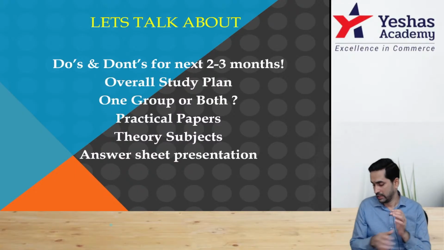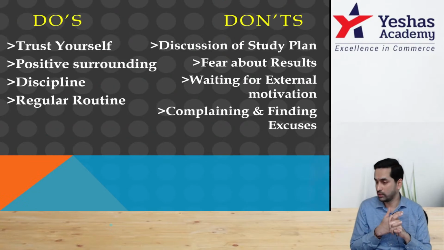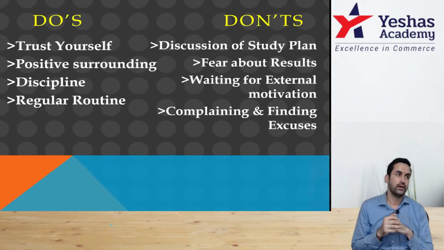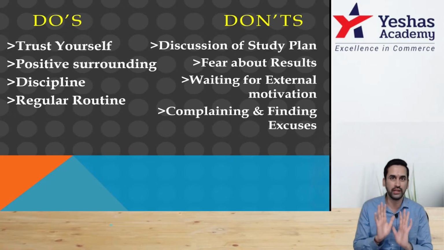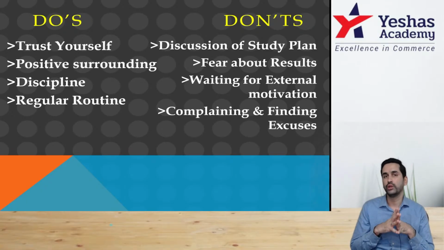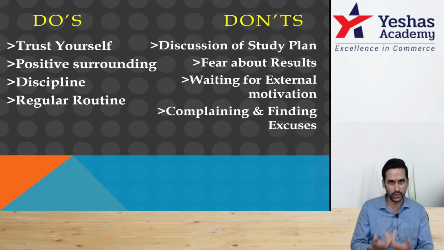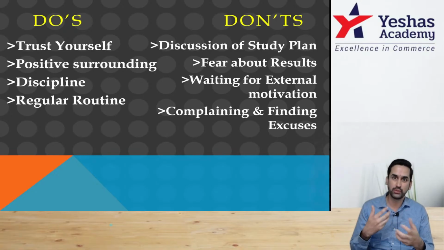Coming to the first one, do's and don'ts. Number 1, you have to trust yourself. You have to have that self-confidence. If you always keep thinking about why you won't be able to complete the CA Intermediate, then you'll never be able to do it. Internally you have to be very strong. Don't get influenced by too many inputs that you get from your friends, and don't change your plans every now and then. First, believe yourself. You should have a positive surrounding. Talk to those friends who are also equally hungry about studies and exams. You know what I'm talking about. You discuss your doubts with them.